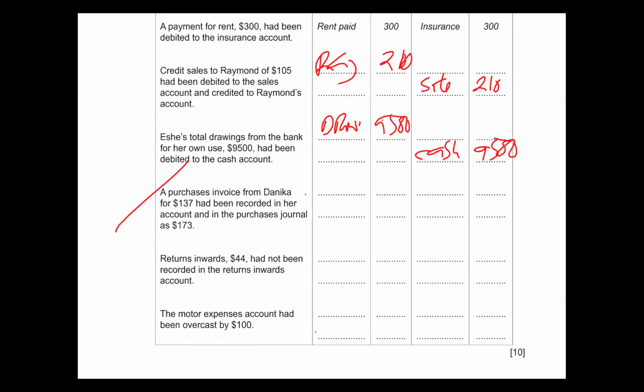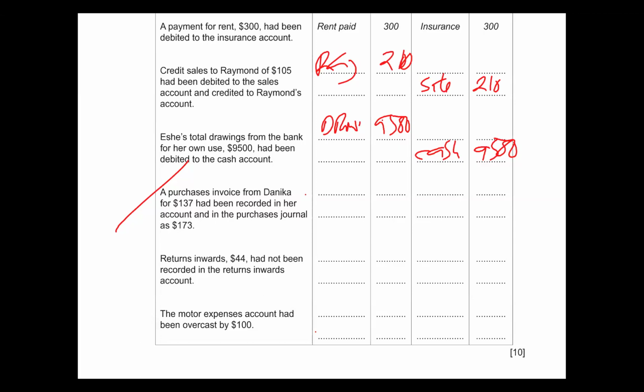Purchase invoice from Lisa for $137 had been recorded in her account and in the purchase journal at $133. Sorry, you were low. Would you read that again? A purchase invoice for Danica, $137, had been recorded in her account and in the purchases journal at $133. Right, thank you.